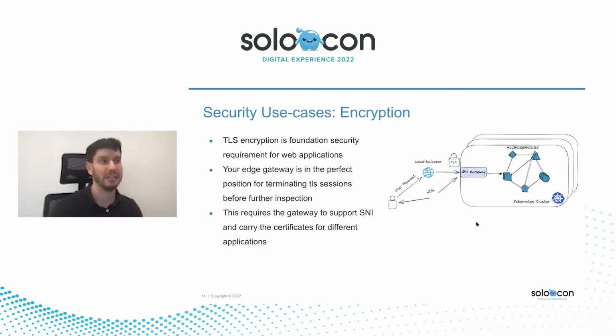Your gateway can help terminate those TLS connections for different applications. This means that it should carry the certificates required for encryption and identity validation, which can be delivered as Kubernetes secrets, for instance. It should also support service name identification to determine what certificate to serve depending on the domain the client is requesting.